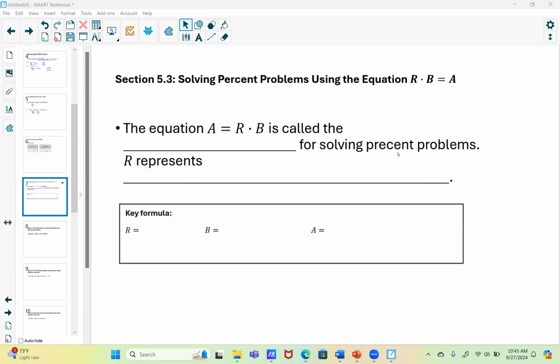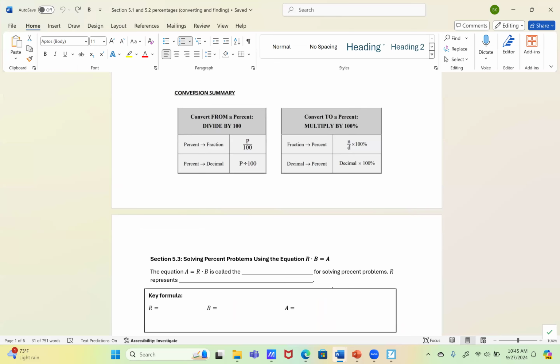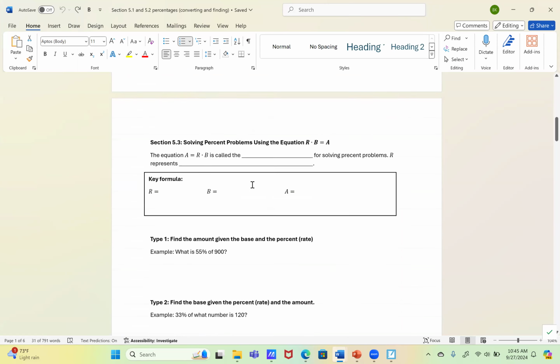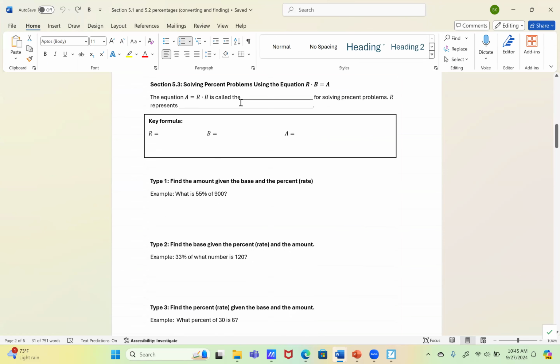So in this video, we're going to look at section 5.3, solving percent problems using R times B equals A. Again, this is in the notes that I gave you in class. The first part of it looks like this, section 5.1. So we're looking on the back of that page where it says section 5.3, solving percent problems.